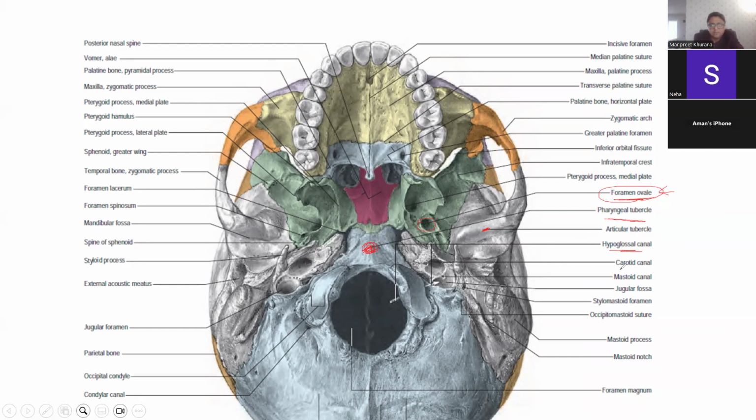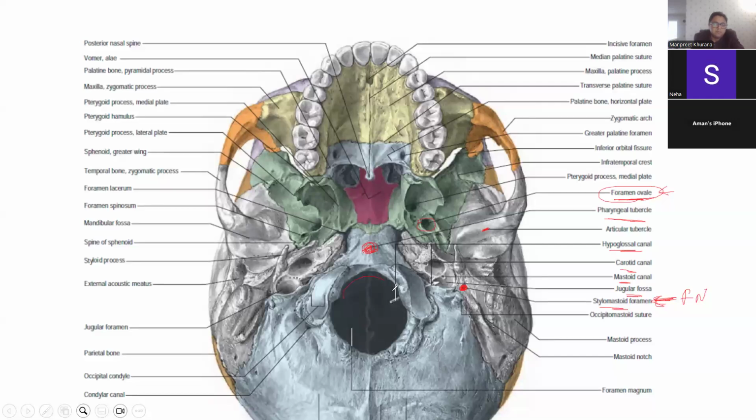Okay. Then we have the mastoid canal in the mastoid process, then the jugular fossa, then the stylomastoid foramen. Which nerve passes through the stylomastoid foramen? Facial nerve. Then we have the occipitomastoid suture, the mastoid process, and the mastoid notch.